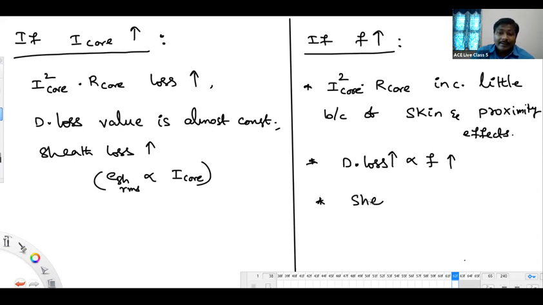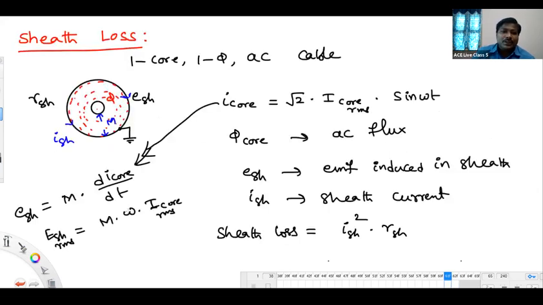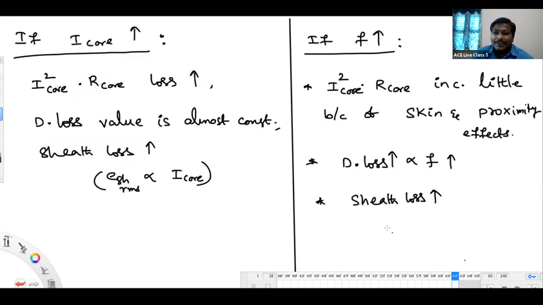And sheath loss also increases. The reason is that the sheath induced EMF is proportional to omega, which means proportional to frequency. So if frequency is increasing, sheath induced EMF is more, and sheath loss is also more. These are the variations in the losses with respect to frequency.